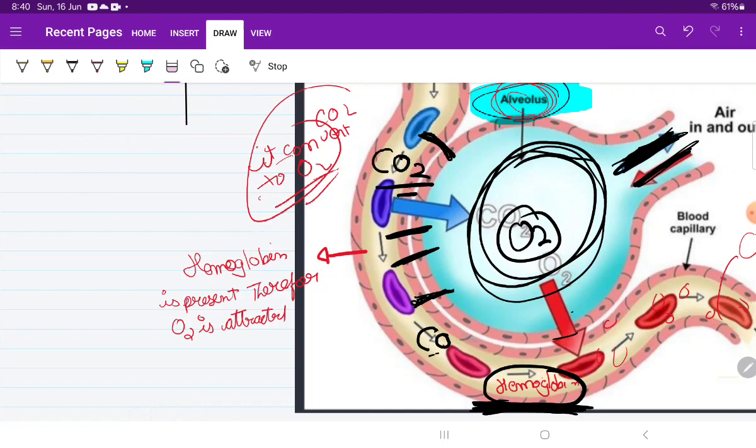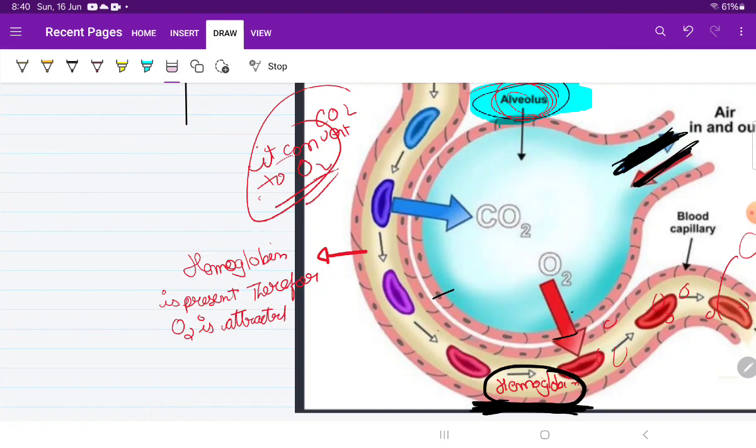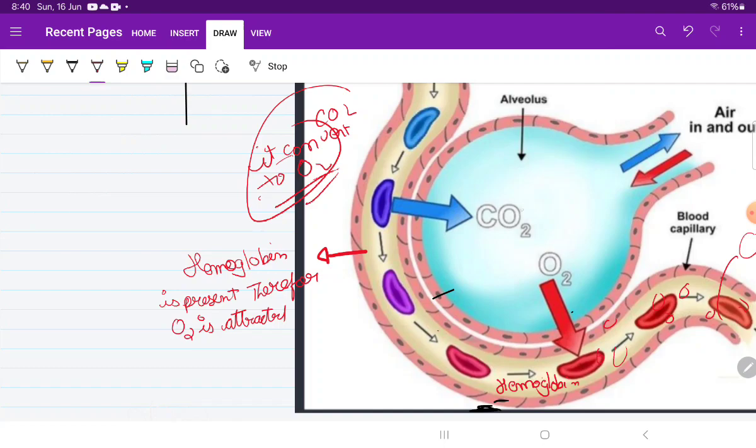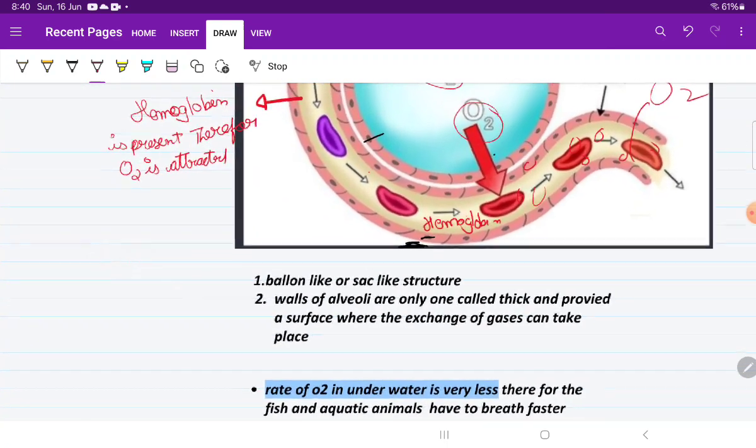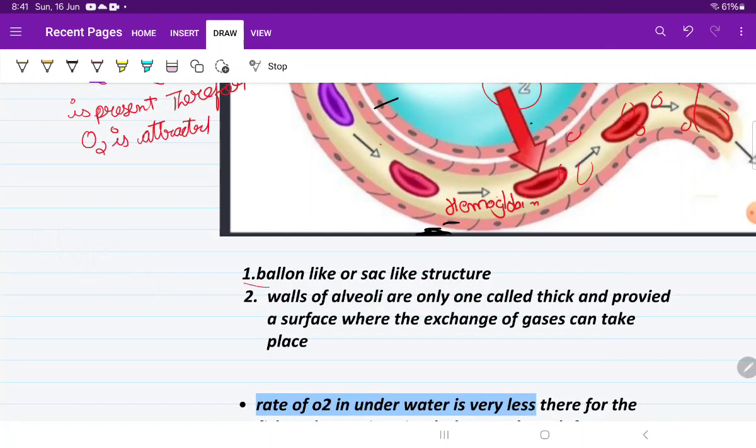So that's why the oxygen is transferred from the alveoli to the capillaries, and CO2 goes outside. I hope you have understood how the capillaries work. You can see CO2 is going out and O2 is coming in due to the hemoglobin. Now let's see some things about the alveoli.